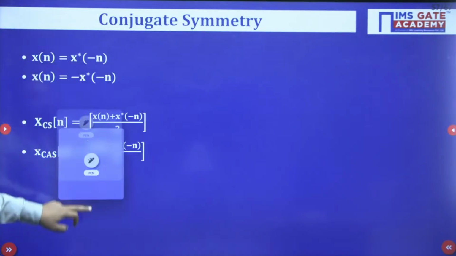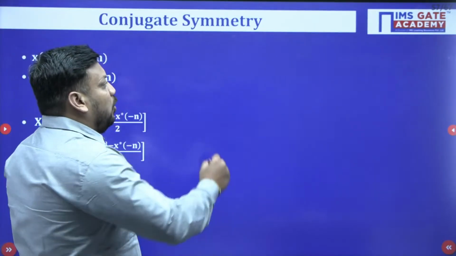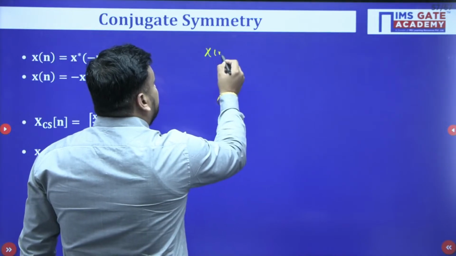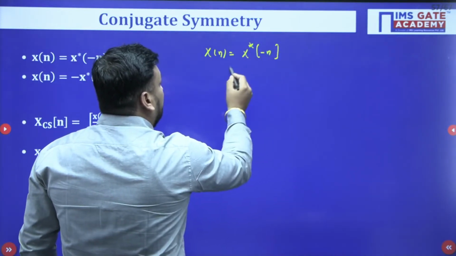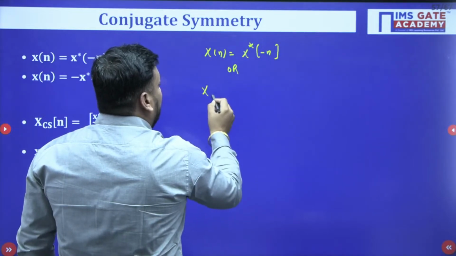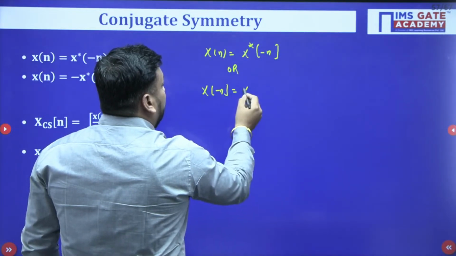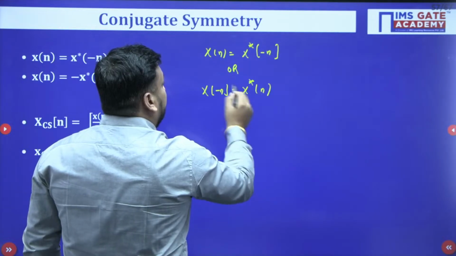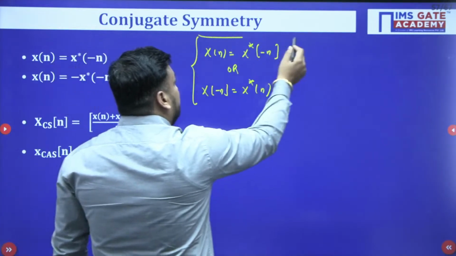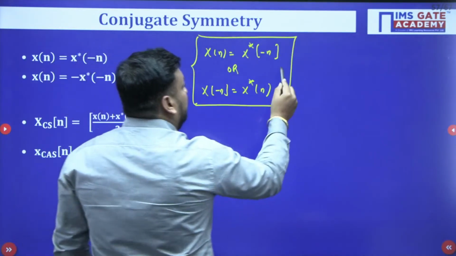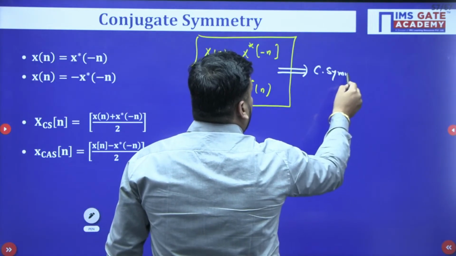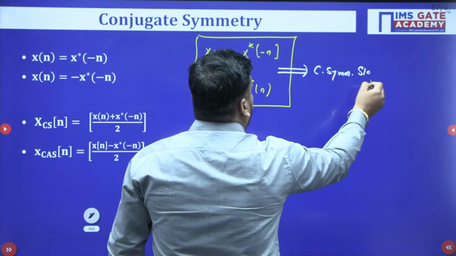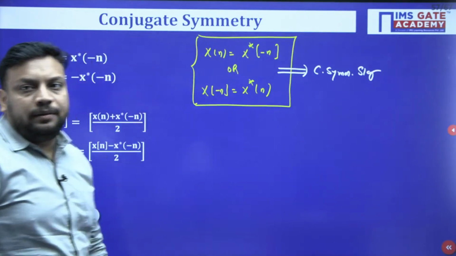So if I talk about conjugate symmetric and antisymmetric, how many of you know the condition? A signal is said to be conjugate symmetric if it satisfies this condition, x of -n is equal to x conjugate of n. If a signal satisfies this condition, then we say that it is a conjugate symmetric signal. Yes or no?